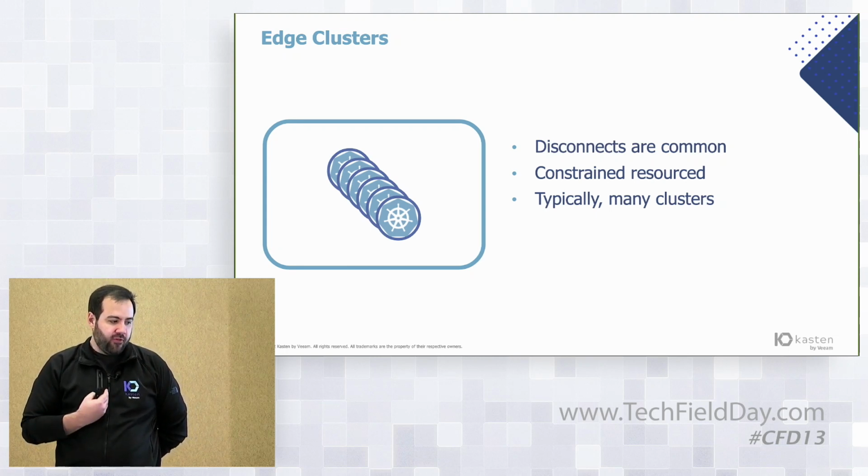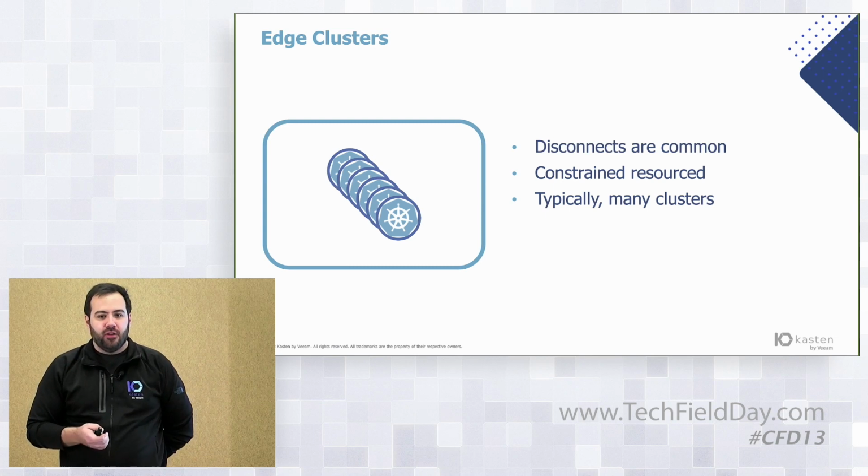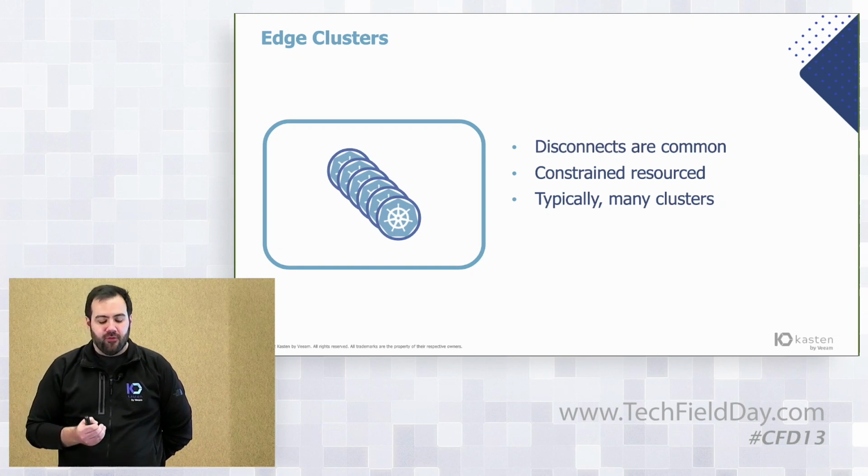And we've internalized a few principles from edge that we've brought into K10. So the first one is that disconnects are pretty common, right? You want to be able to operate entirely within a cluster without needing access to the outside world. This is similar to the air gap use case.